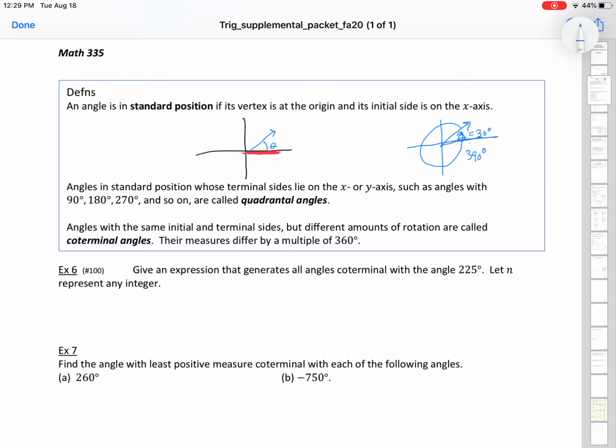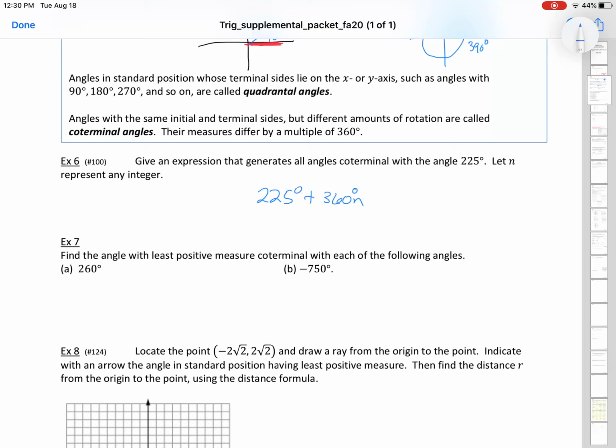And so as we go to this page, they want to say, give an expression that generates all angles that are coterminal with 225, and n's going to represent the integers. Well, what they're trying to say is, if you take 225 and add 360 degrees however many times you want, you're going to end right back up at the exact same place. When you have example 7, it's really important that we find some coterminal angles. You often want to find the one with least positive measure, like they're doing here.